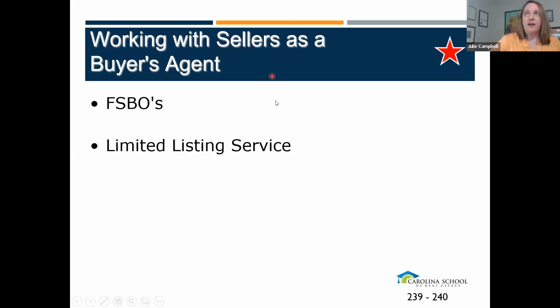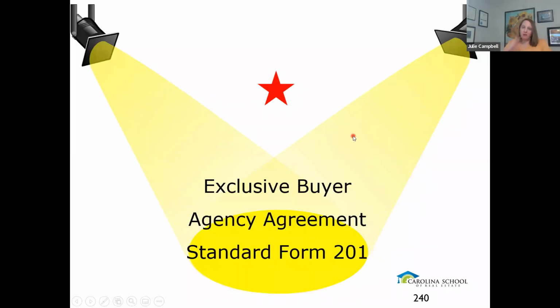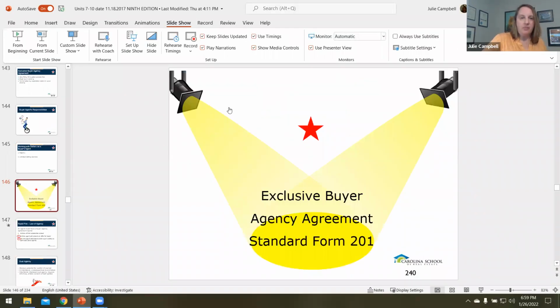So what we're going to do now, we're going to look at our exclusive buyer agency agreement. Again, it's in Learn Test Pass. Please don't look at forms in the book. Just don't. Every form you need is in Learn Test Pass. So let's go.